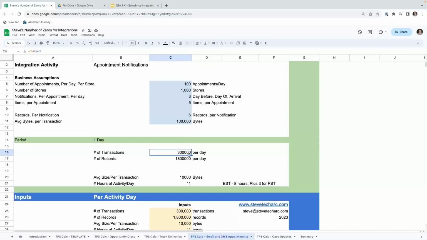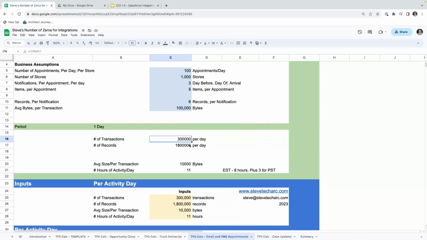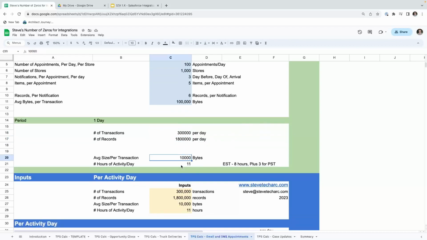That's clearly 300,000 notifications a day. We have our number of records, we have our bytes, and we're going to assume that this business is stretched over Eastern time to the continental US. So it's going from EST to PST. And so that's an 11-hour range. The 8 for EST, normal working hours, plus the 3 for the PST offset.